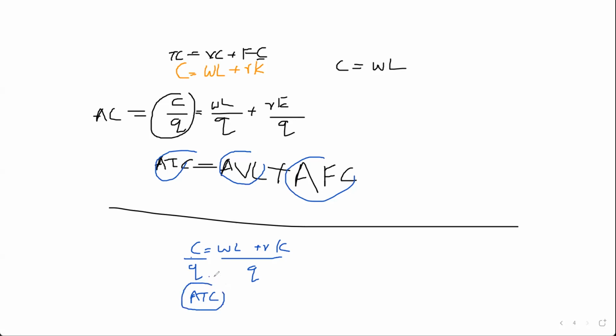Another thing we have to identify when you look at the costs is the marginal cost. If your cost is a function of Q, and you differentiate this with respect to Q, you get the marginal cost.